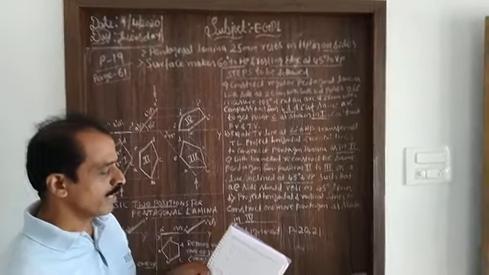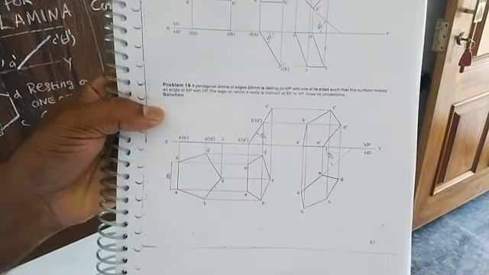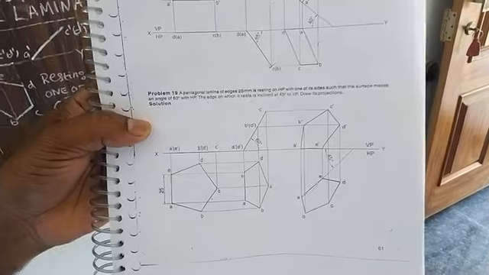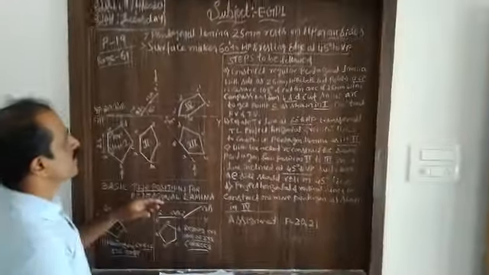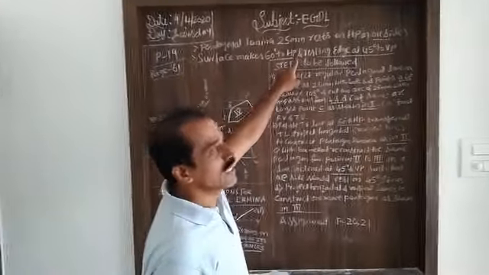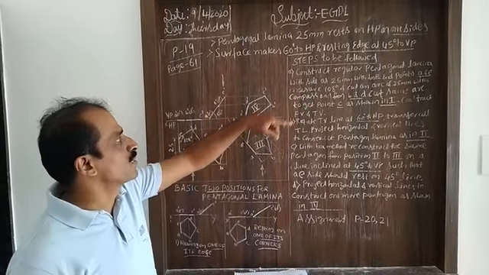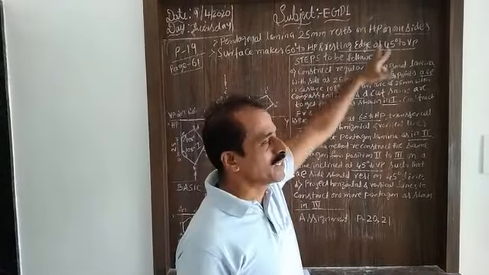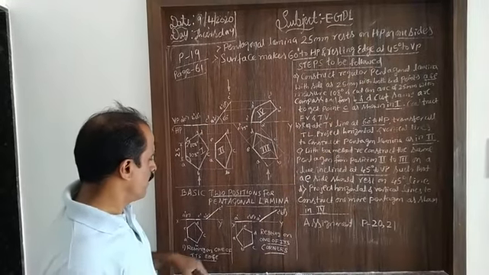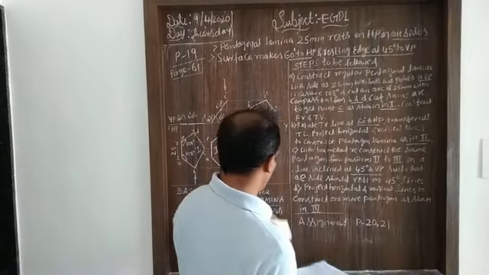First of all, I am going to take problem number 19, in which a pentagonal lamina of side 25 mm is resting on one of its sides on HP. Its surface makes 60 degrees to HP and the resting edge is at an angle of 45 degrees to VP. So it is given an angle to both HP and VP. Now this is the sample copy of the pentagonal plane surface that I have made here.